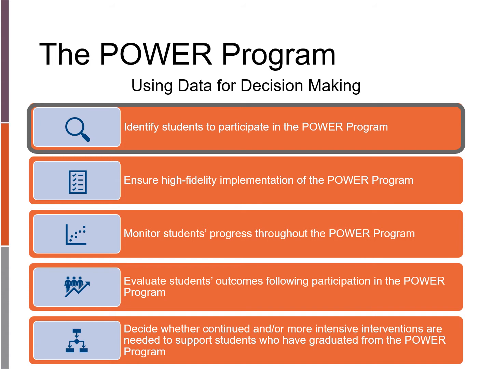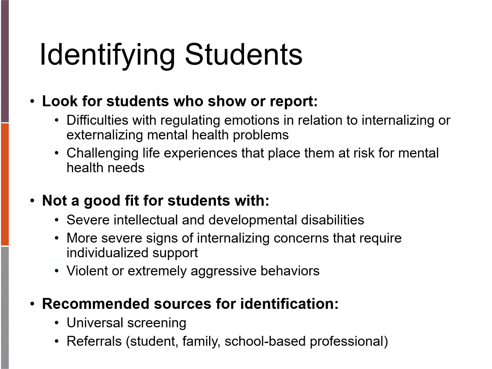The first use of data for decision-making is identifying students to participate in this program. When you are forming a POWER group, you will need to identify appropriate students who can benefit from the group. Students who show difficulties with regulating emotions, whether this is internalizing or externalizing mental health concerns, are appropriate for this group. In addition, students with challenging life experiences that place them at risk for mental health needs are also appropriate for the POWER program.